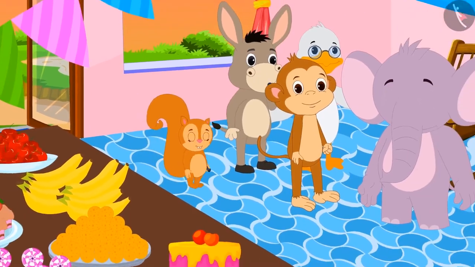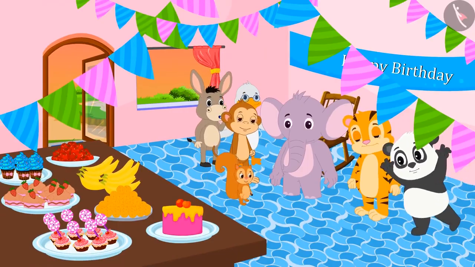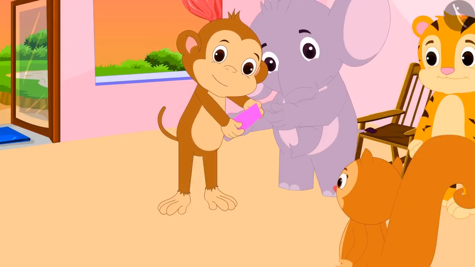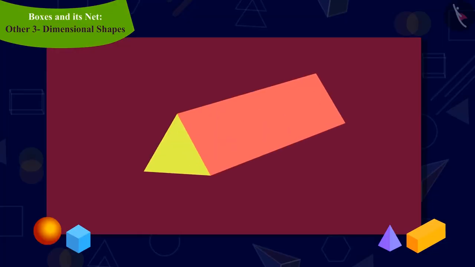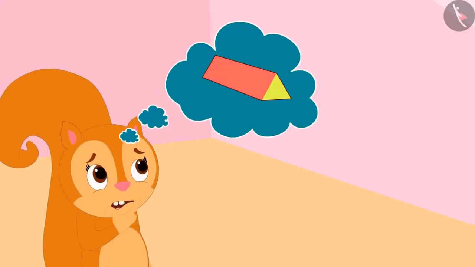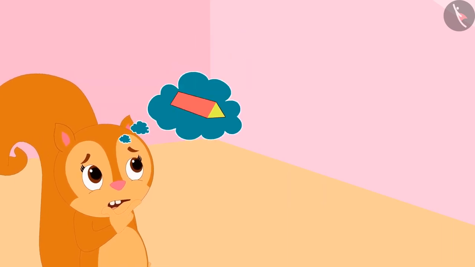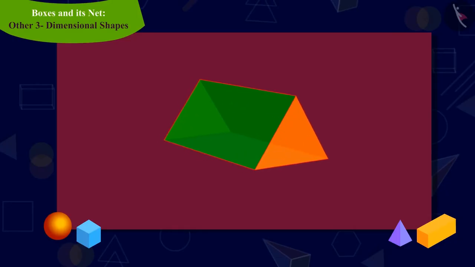When Chanda reached Appu's party, she saw that there were many people there. Chanda noticed that Babban brought a pencil box of this shape for Appu. Chanda is thinking that if she had to make a box of this shape, how would she do this? Kids, can you recognize this shape?